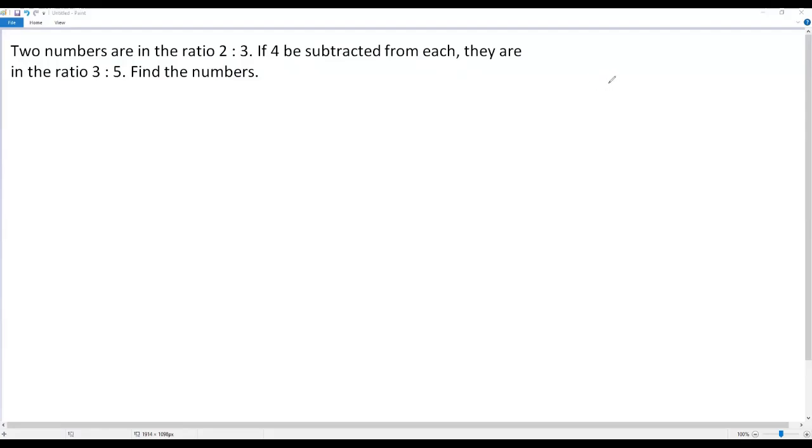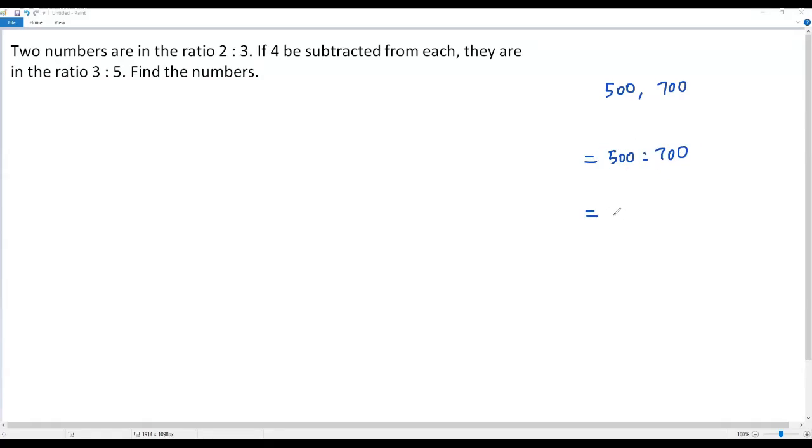Let me consider two quantities, 500 and 700. I want to find the ratio of these two numbers. Actually, this ratio is not in simplified form because there is a greatest common divisor for both the terms of this ratio, that is 100.